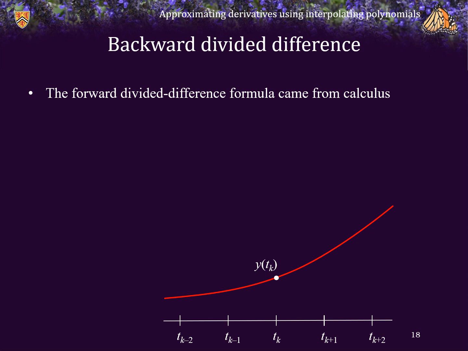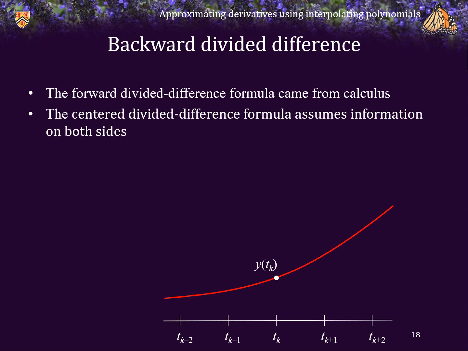All right, the first formula we saw we call a forward divided difference formula because we only sample information to the right. The second formula we saw we call centered divided difference because it uses information on both sides of the point at which we are attempting to approximate the derivative.